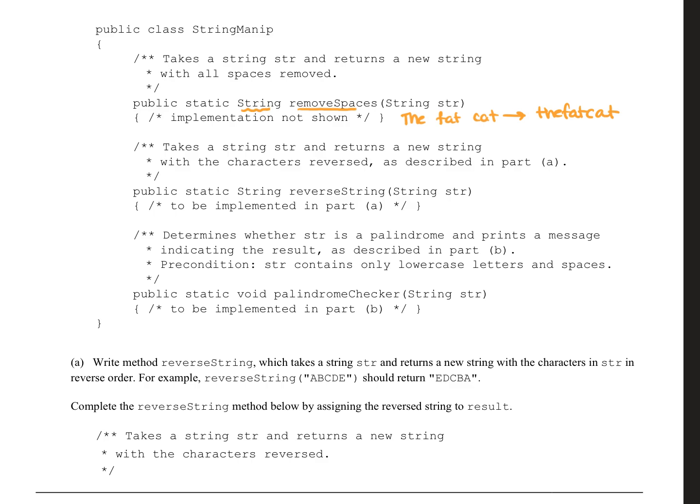So what we're going to write in part A is reverse string. If we are given cat, when we're done, we want to give back tac. And of course, we want the spaces removed first. After that, we're going to determine if the reverse string is a palindrome or not.